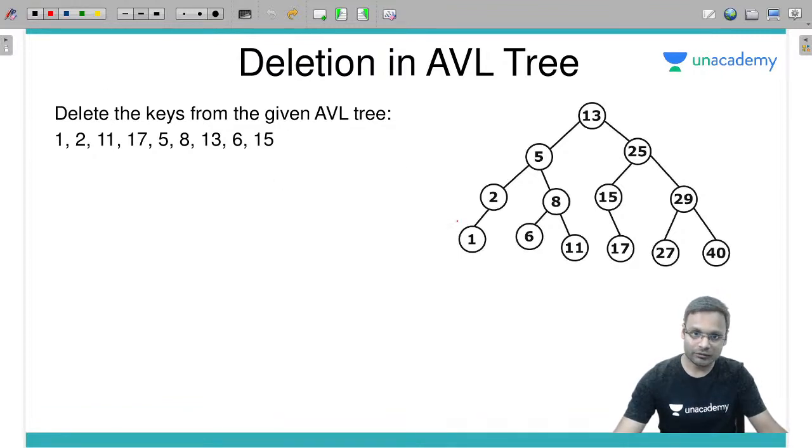First value 1. When you have deleted 1 from here, what happens? Check out the balance factor at 2. Is there any imbalance at 2? What is the balance factor at 2?